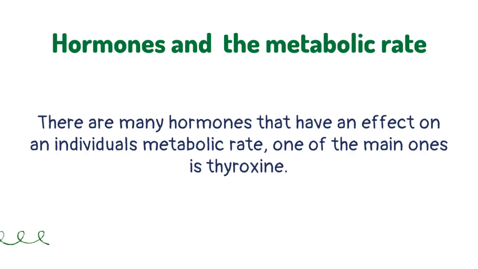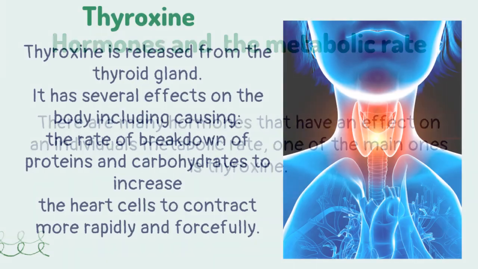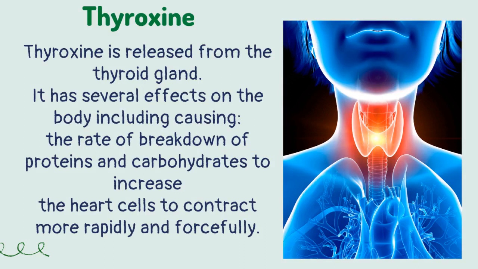There are many hormones that have an effect on an individual's metabolic rate. One of the main ones is thyroxine. Thyroxine is released from the thyroid gland. It has several effects on the body, including causing the rate of breakdown of proteins and carbohydrates to increase, and the heart cells to contract more rapidly and forcefully.